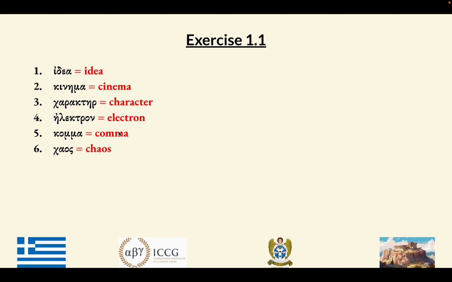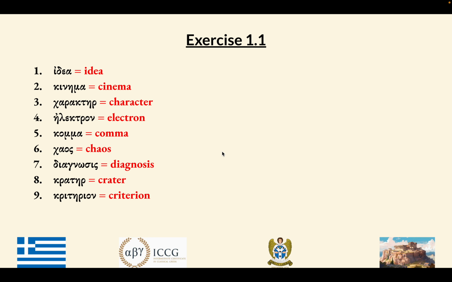Notice, by the way, this is a particular form of the letter sigma, the letter S in Greek, and this is called final sigma. So this is what a sigma looks like when it's the last letter of a word. Then we have diagnosis. So notice in this word you have both types of sigma. You have the normal one here, and then at the end of the word, the final sigma, which is only used when it's the last letter of a word. Then crater, then criterion, and then panther.